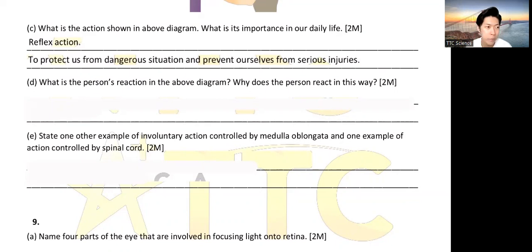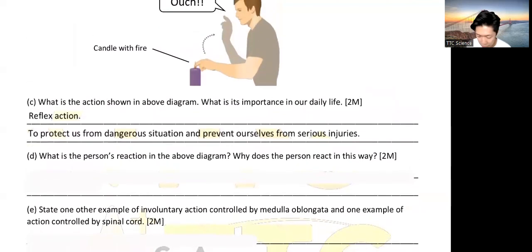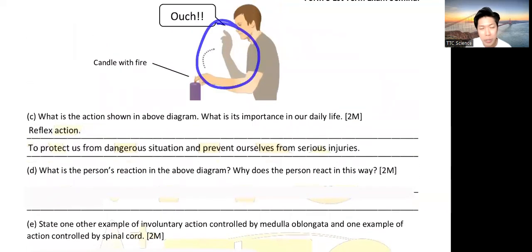Okay, good. Next one. What is the person's reaction and why does the person react this way? The picture actually gives you the answer already, right? So you refer to the picture. Look at the hand. A word for it is called withdraw. Very good, withdraw, that's the word we want. So remember that whenever there are actions like that, even with the leg or hand, this is called withdraw. So the reaction is withdraw hand from candle. Make it as simple as possible.